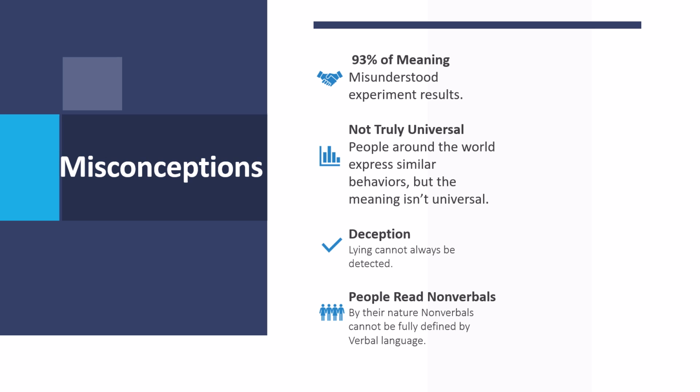And then another misconception is about lying and deception. The misconception is that you can always tell when someone's lying. Once you know body language, nonverbal communication, you can nail down when someone's lying every time. But that isn't really the case.